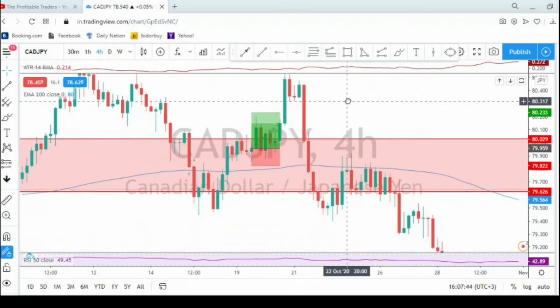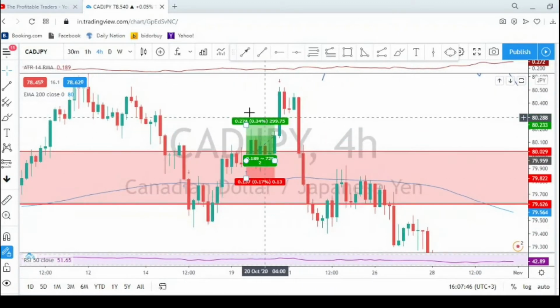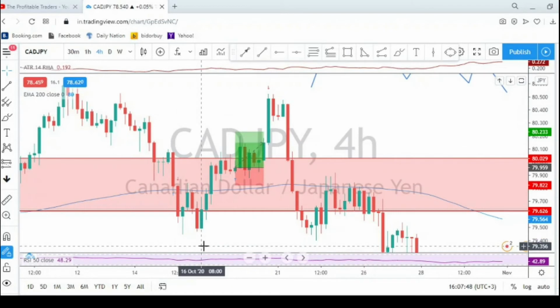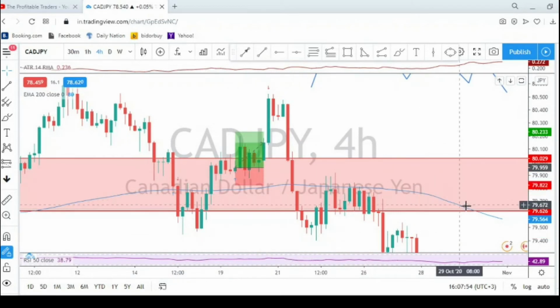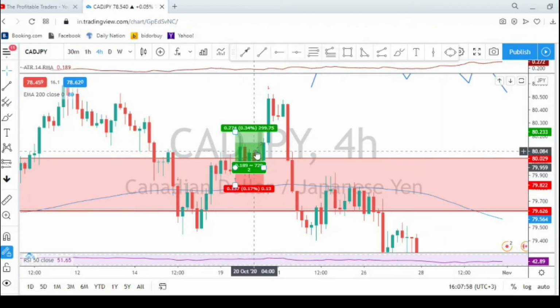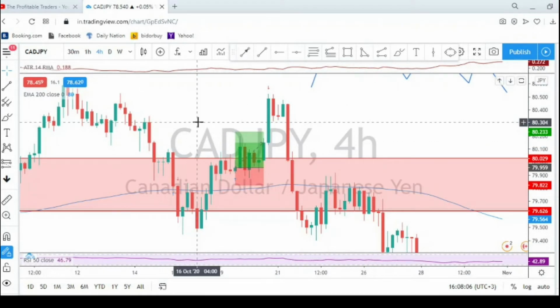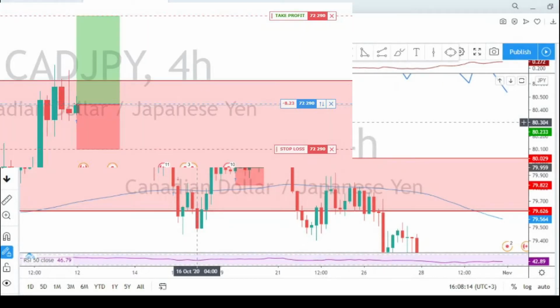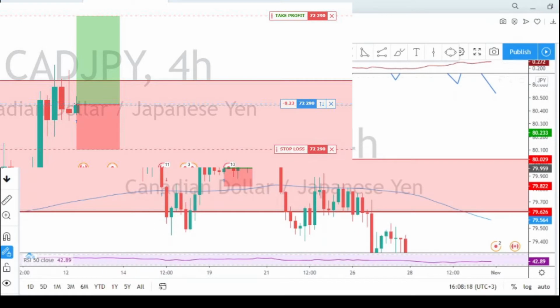Now let's come back here on the charts. We have a market that has just broken above the 200 EMA. I actually took this trade on a 1 hour time frame, and I think I have a screenshot of this trade. If I have it, I will put it at the left hand corner of the screen, and if I don't have it, I'm sorry for that.